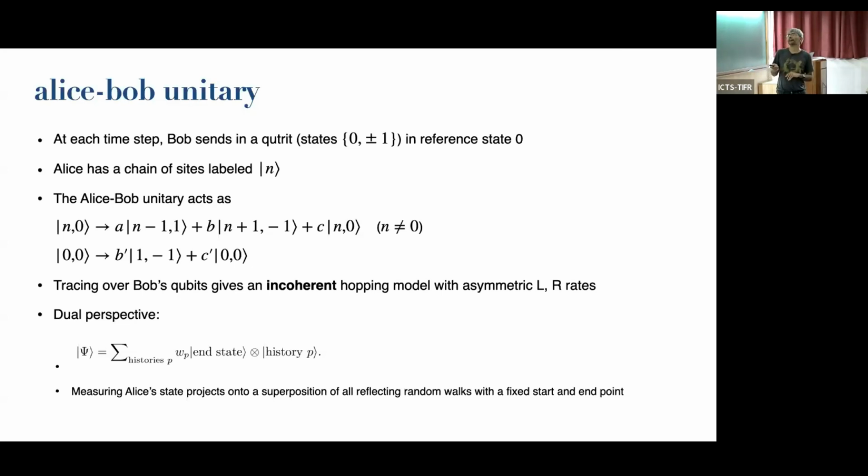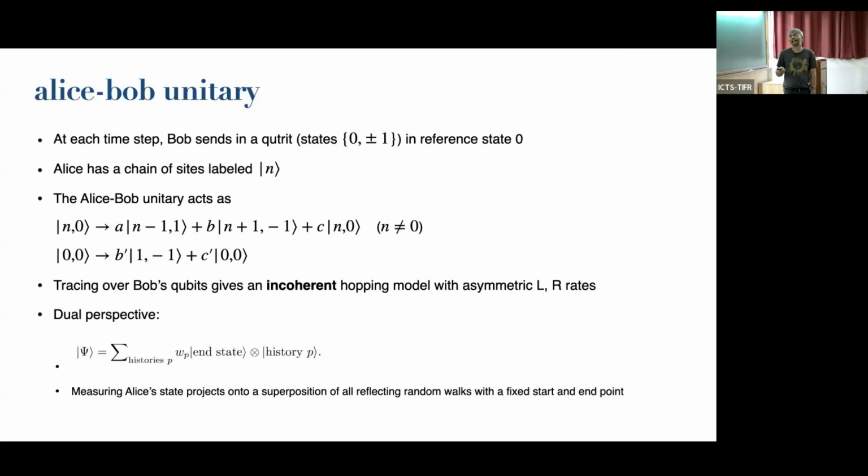So what happens with this process is that the change in Alice's state is written into Bob's system. Once you've done this dynamics a bunch of times, it's easy to convince yourself that you end up, with some appropriate weights depending on the left and right hopping rates, with a superposition of histories like this, where Alice's state at the end of the history is just the end state of the history, but then the history of moves that led to that end state is written into Bob's system.